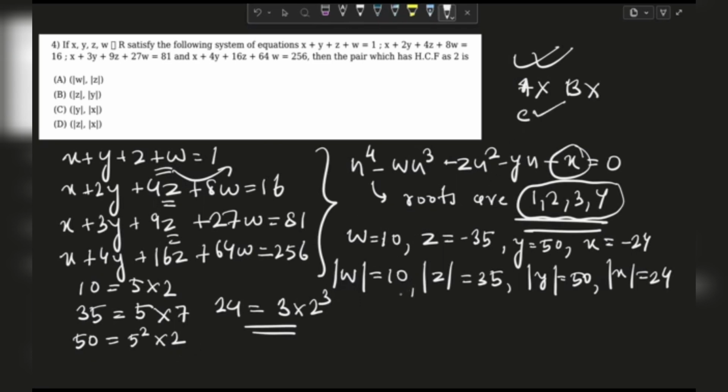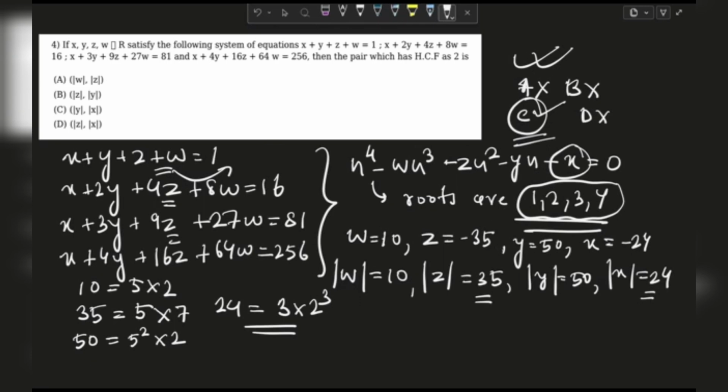In the final option D we have mod Z and mod X. So mod Z is 35 and mod X is 24. 35 and 24, no, there is no common factor at all. So D is also wrong and our correct option is only option C. This was a trick and treat question. Like, good question, but easy.